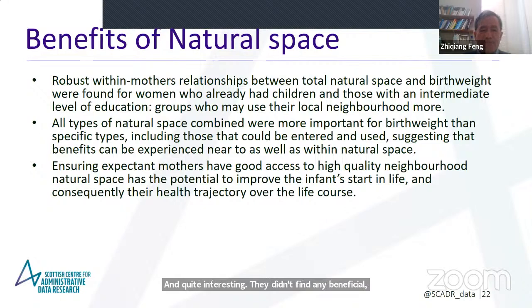I think their research obviously suggests it's beneficial for people to access natural space, because obviously birth weight is very important in terms of influencing people's long-term health and well-being.